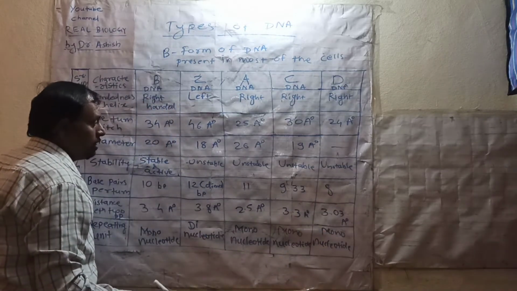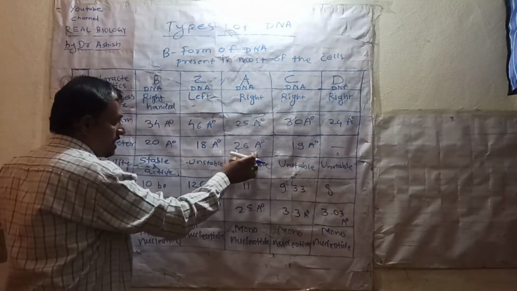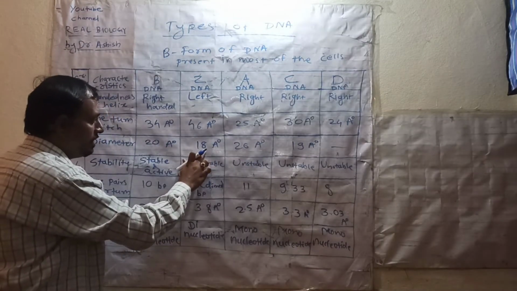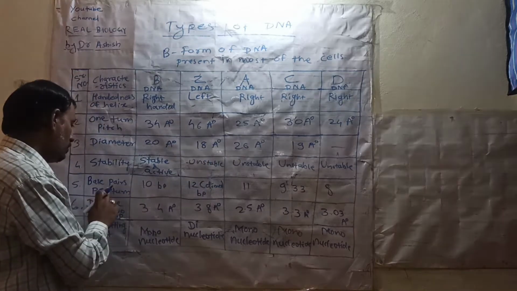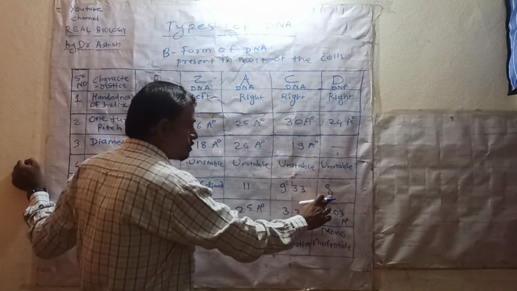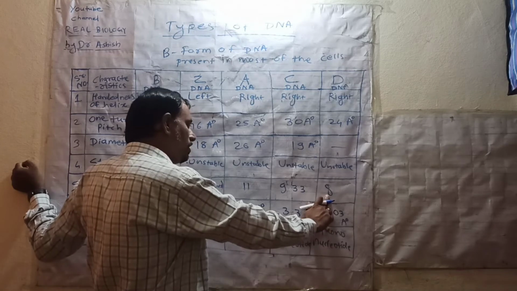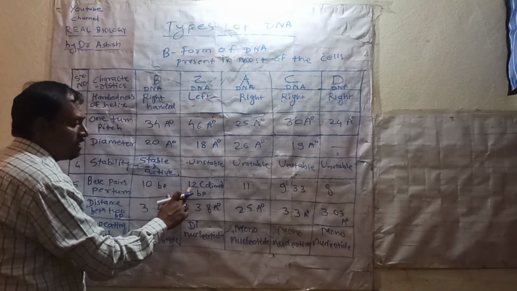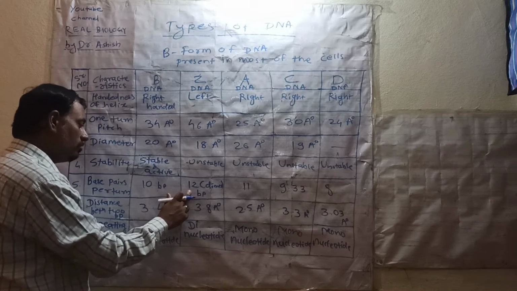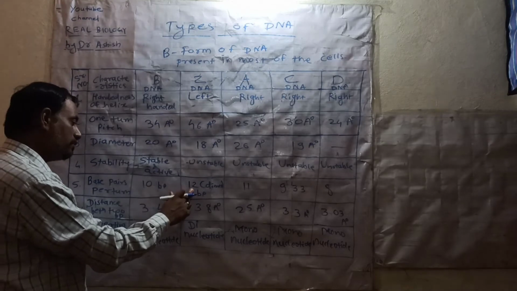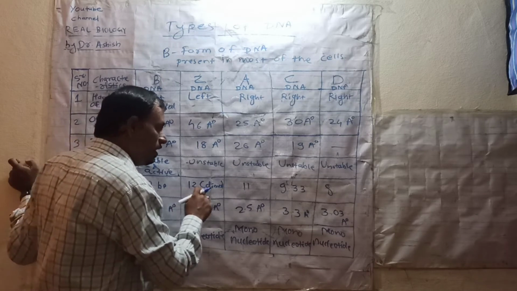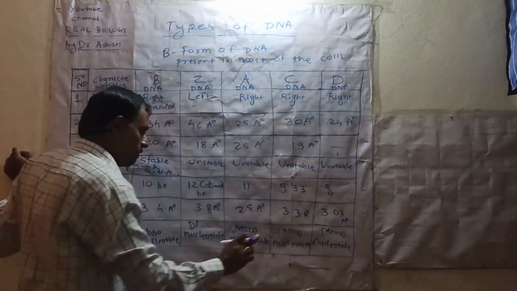As we can see, by diameter, the largest diameter DNA is A DNA and the lowest diameter DNA is Z DNA. By number of base pairs per turn, D DNA is the smallest, containing only 8 base pairs per turn, and Z DNA contains 12 base pairs per turn, so it is larger by turn length.